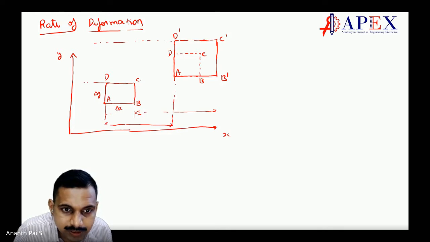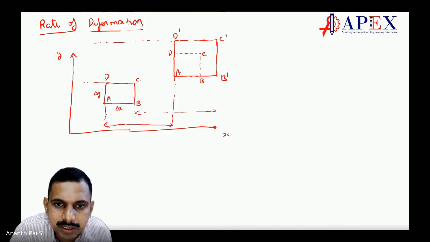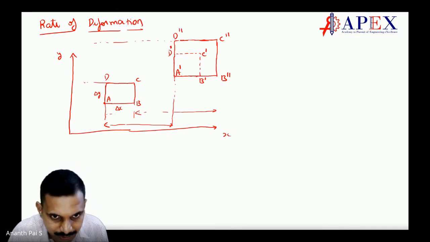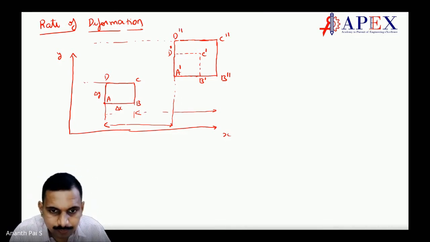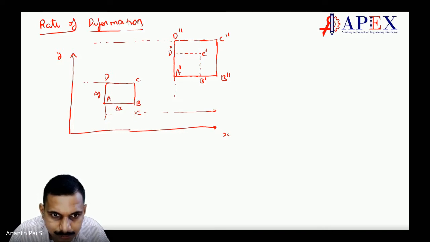What is this distance? Let us put it like this: let me put it as A dash, B dash, C dash, and D dash, and let this be B double dash, C double dash, D double dash. Okay. Now, let us not make this difficult.